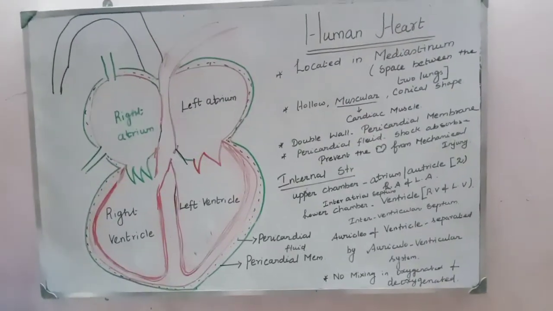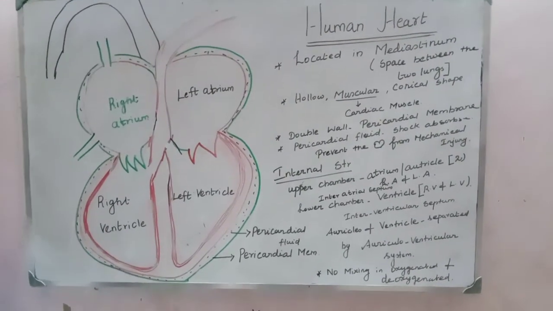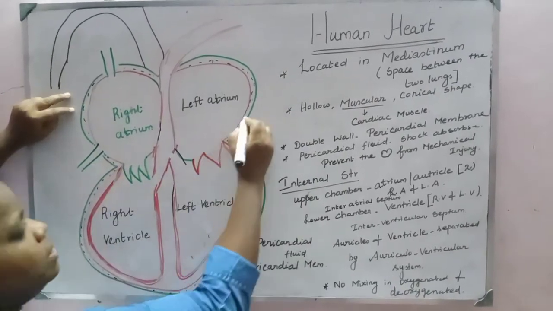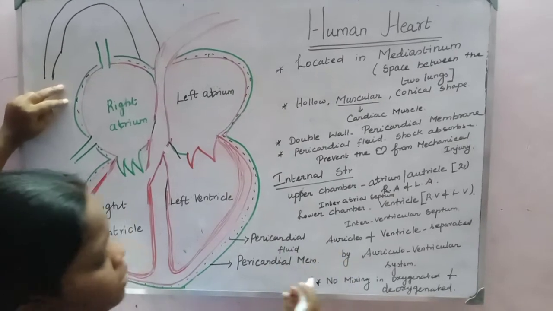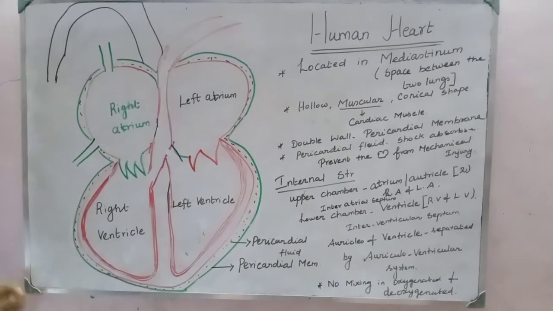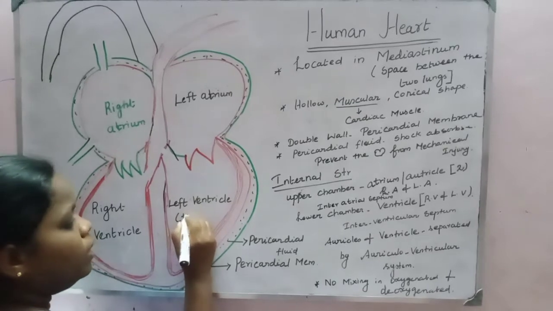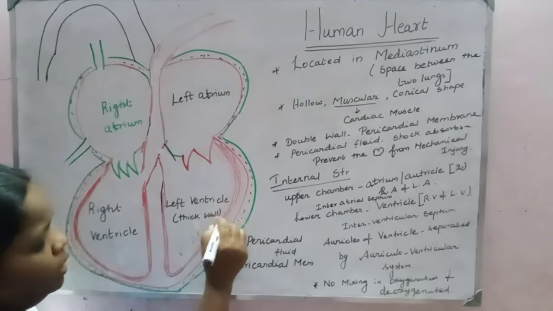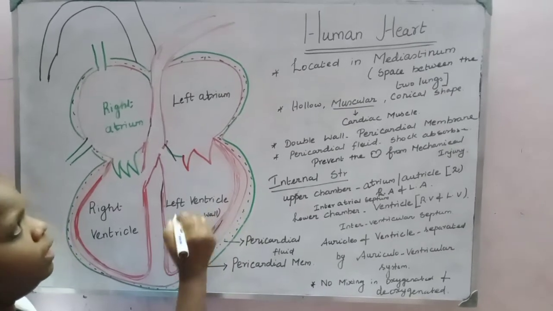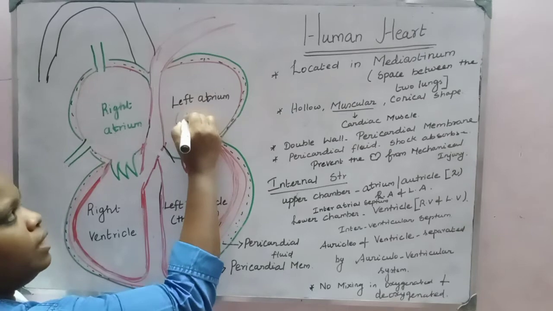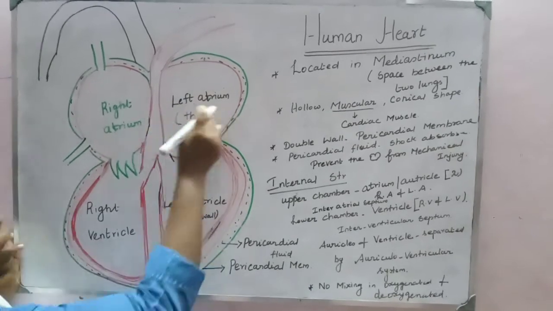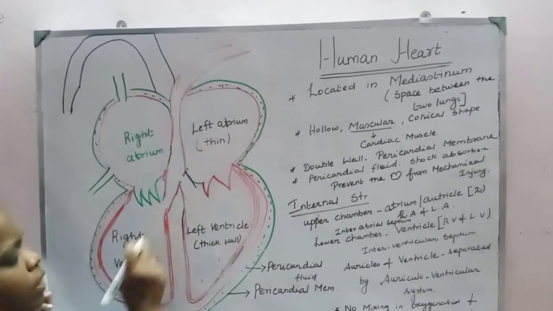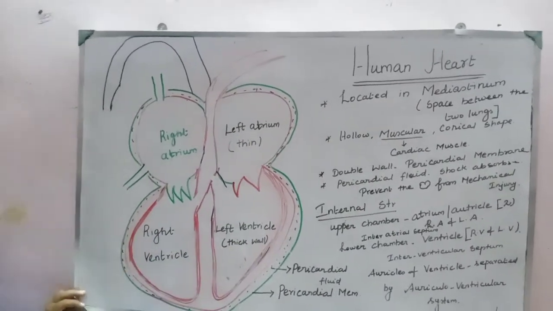Then the upper chambers, the atria. The wall of the atria is thin in nature. Ventricles have a thick wall. See, that's why I draw it like this. Thick wall, and the auricles are thin walled. The wall of the atrium or auricle is thin. The two ventricles have a thick wall.